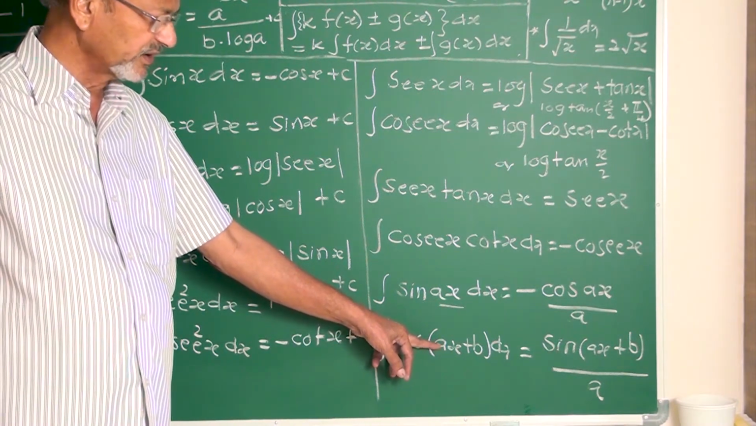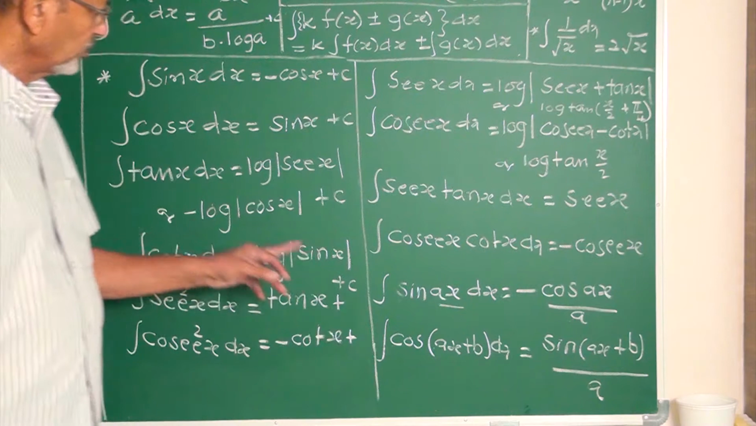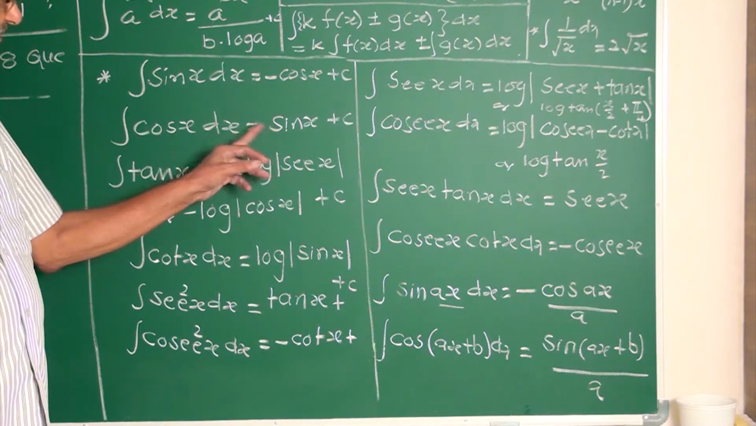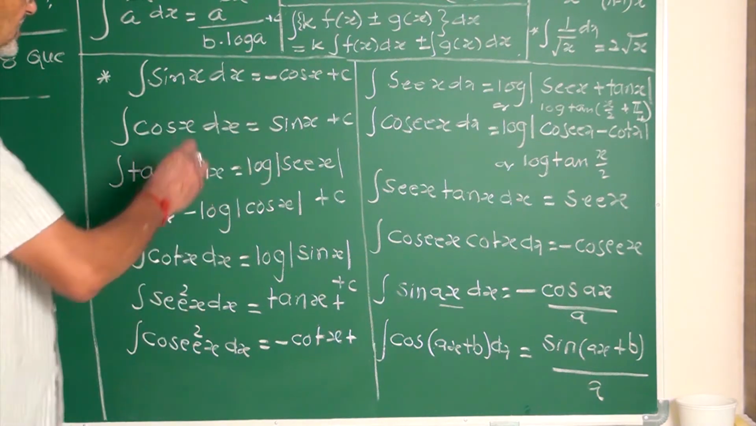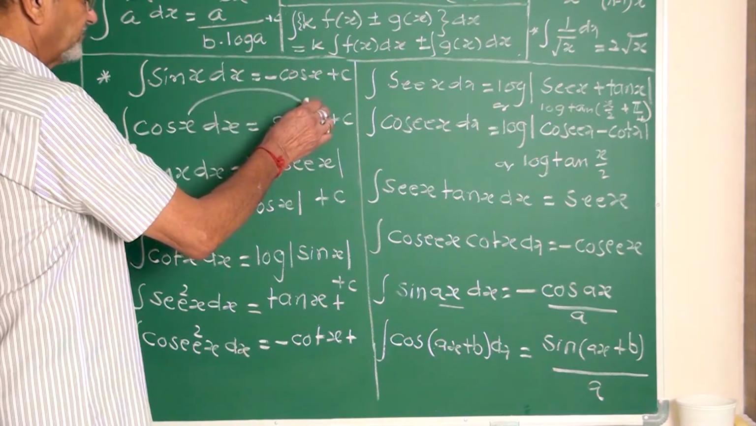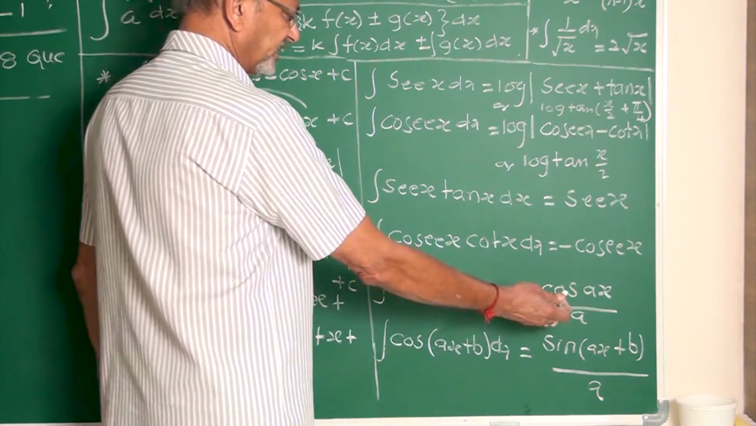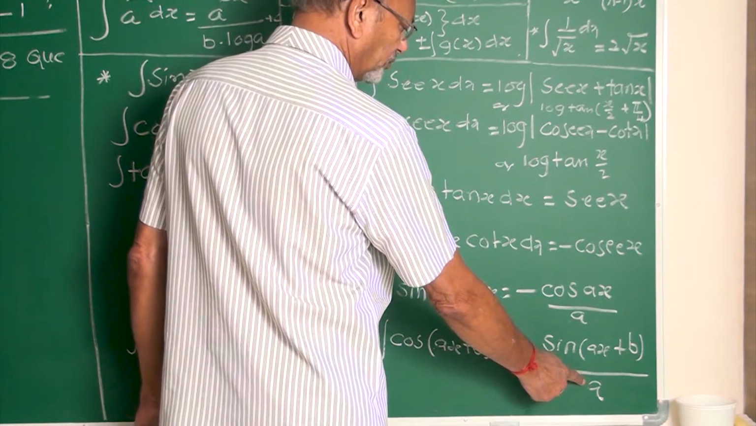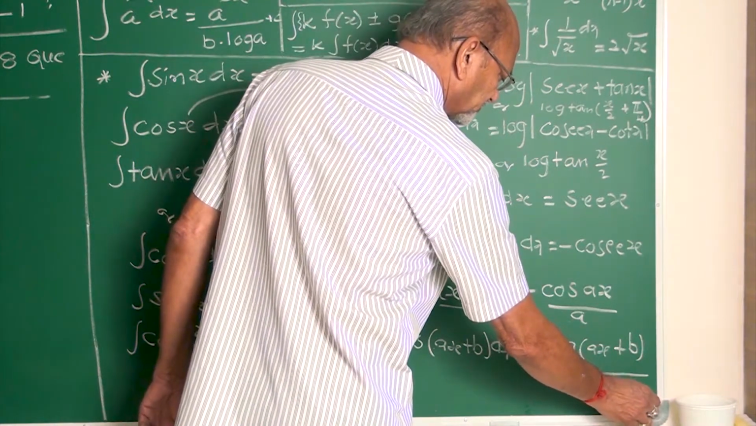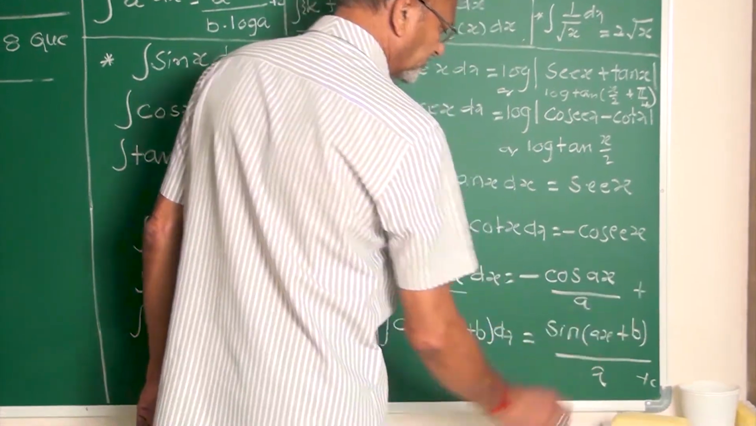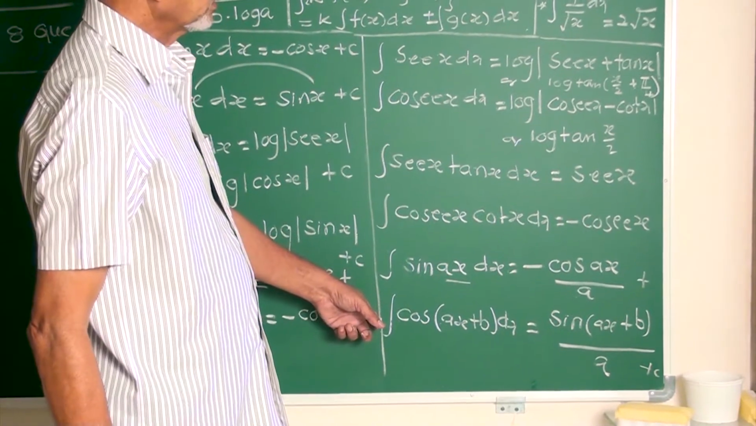Once again, linear, my friends. What is the integral of cos? Sine. Angle as it is. x is x, other than x is other than x. If it is other than x, divide by the coefficient. As usual, plus c. These are general.